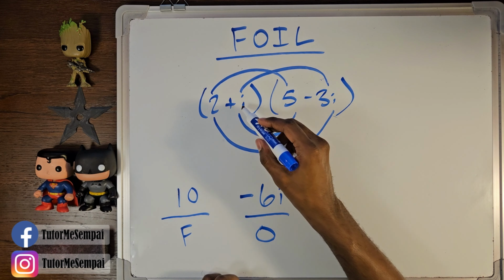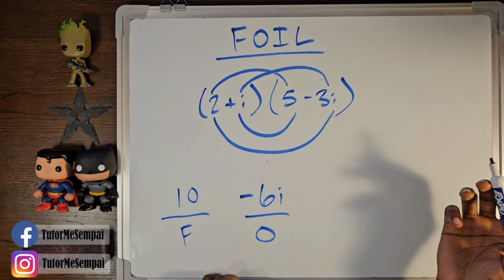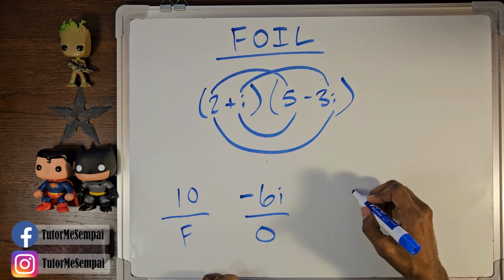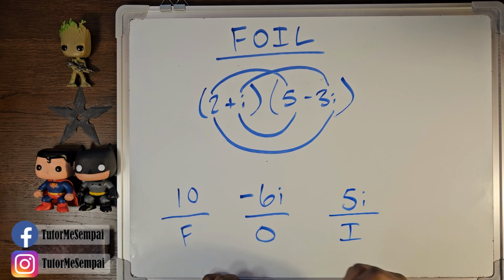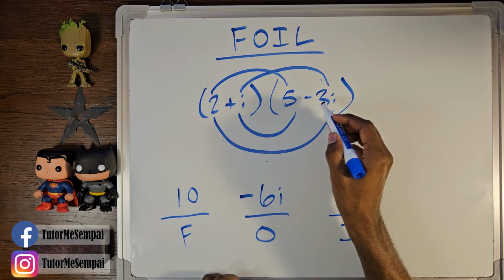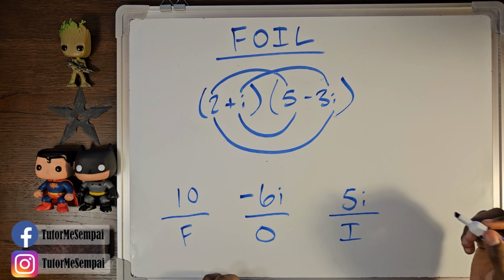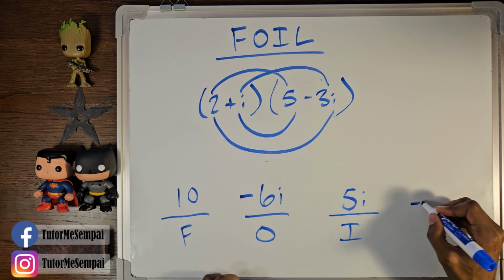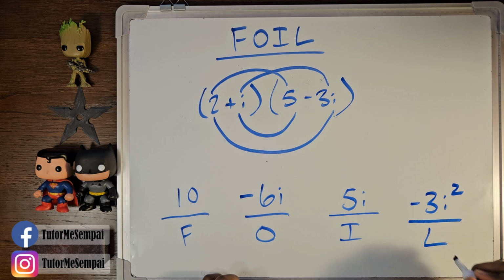Your inner is going to be this i times 5. Well, what's 5 times i, or i times 5? Well, we know that to be our 5i. That's going to be our inner. And our last is going to be this i times our negative 3i. And our negative 3i times i is going to result in a negative 3i squared. That's going to be our last.